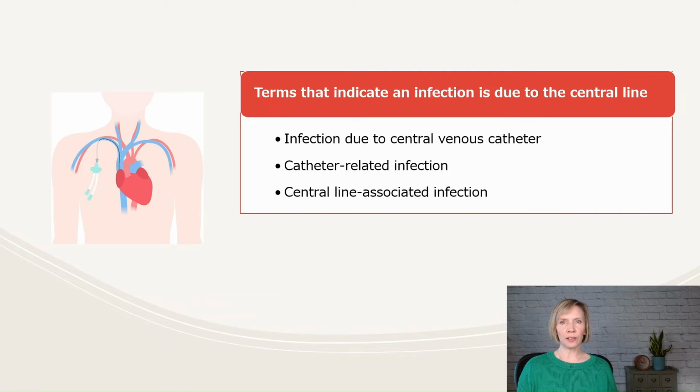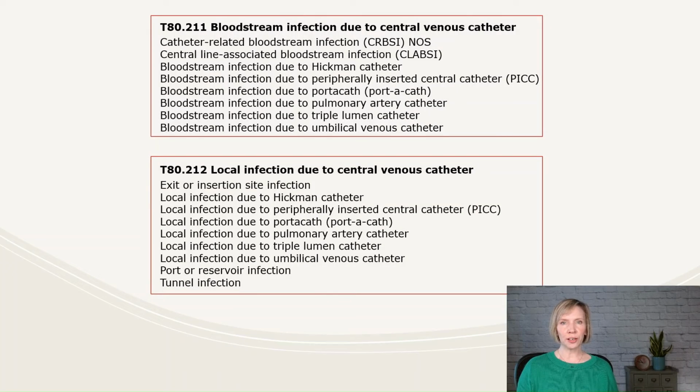Before assigning a code for a central line associated infection, it's very important to ensure that the healthcare provider has clearly documented a cause and effect relationship between the central line and the infection. Terms such as due to central venous catheter, catheter related, and central line associated indicate this relationship. If this link is not made or there is conflicting documentation, a query is necessary to clarify the cause and effect relationship.